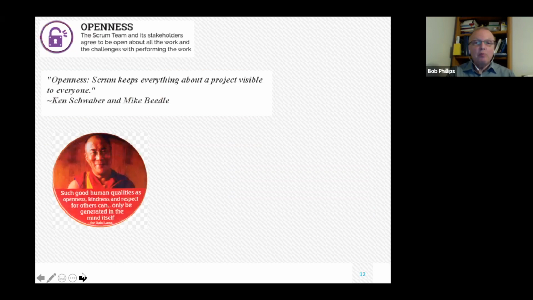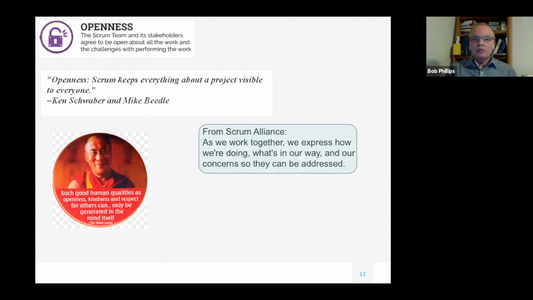And then finally, openness. Ken Schwaber and Mike Beedle basically said Scrum keeps everything about a project visible to everyone. And that's the whole idea behind openness. And you've probably heard the word transparency thrown around. It's basically keeping everything visible so everybody knows what's going on.